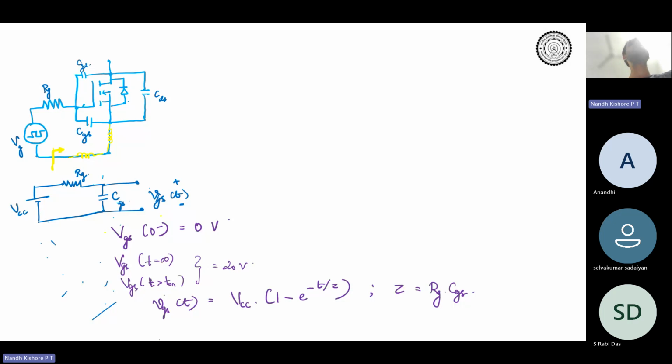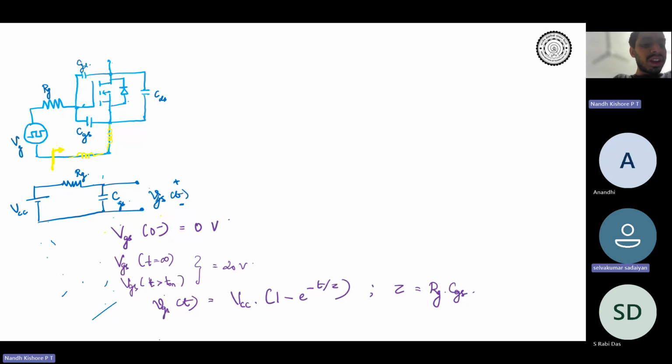Is this fine? Can you please tell me if this is fine, or do you have any objections, like is there any mistake that we have done? Tau is basically the time constant, right? It's your RC time constant. It's just an RC circuit.